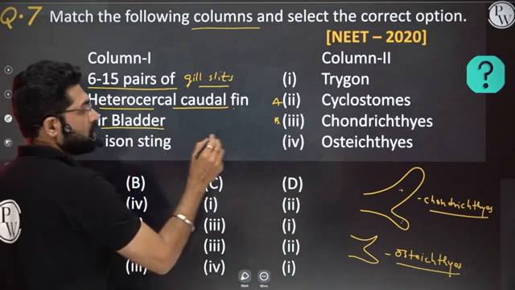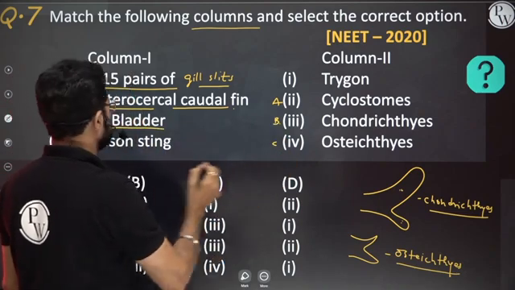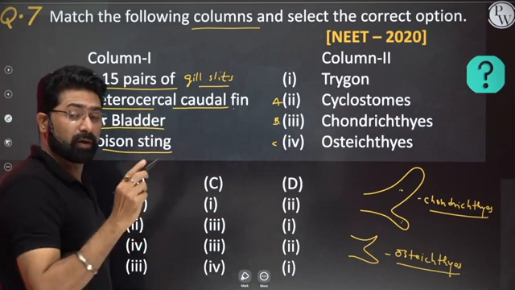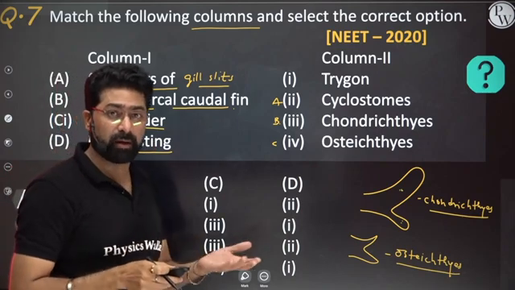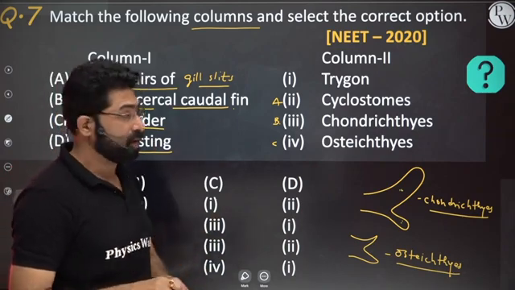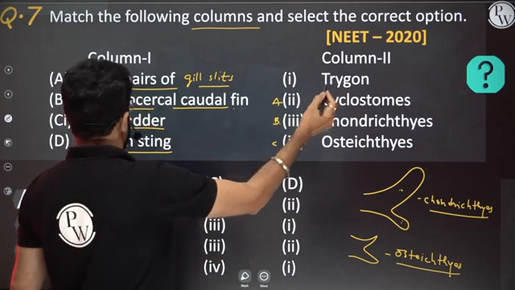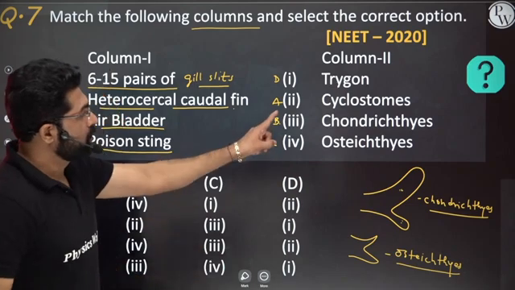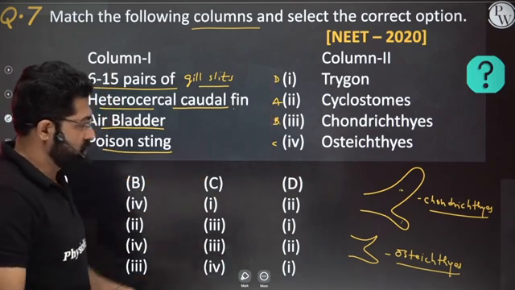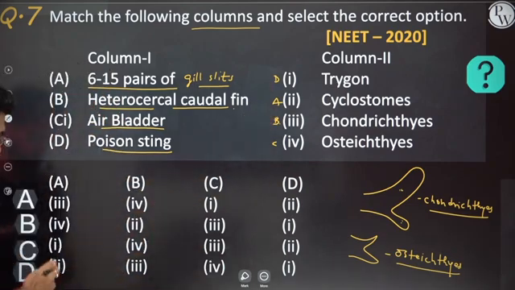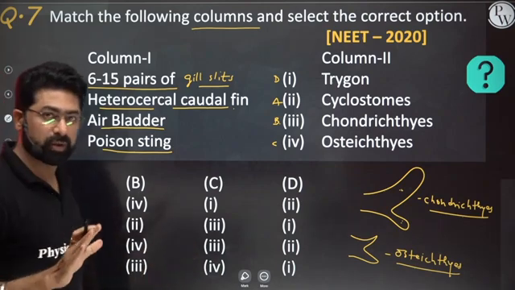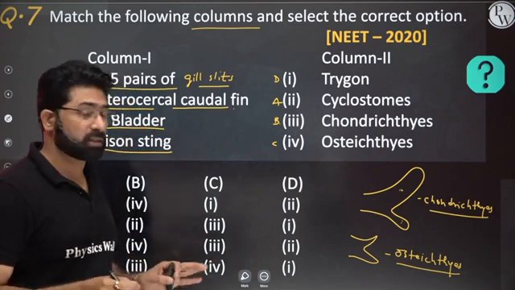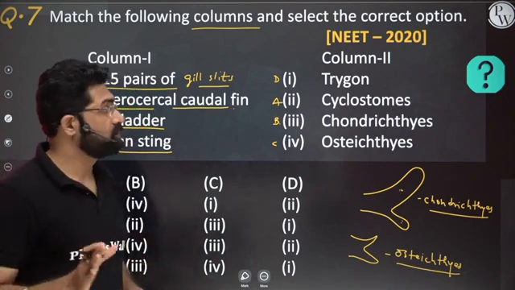Air bladder is found in Osteichthyes. You go for C here. Poison sting. I told you poison sting is found in the Trygon. Trygon is called as stingray, with the dorsal fin modified as poison sting. So you go for D here. So simple, you saw it's 2, 3, 4, 1. So wherever you find 2, 3, 4, 1, you can go for it. Is it clear with you? Again, you see the questions are very easy.